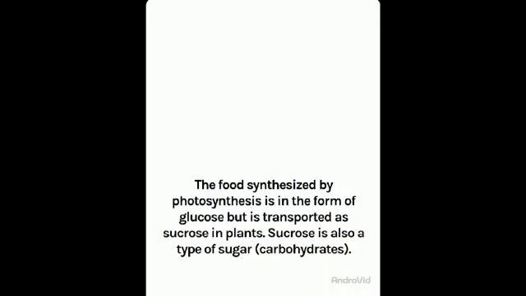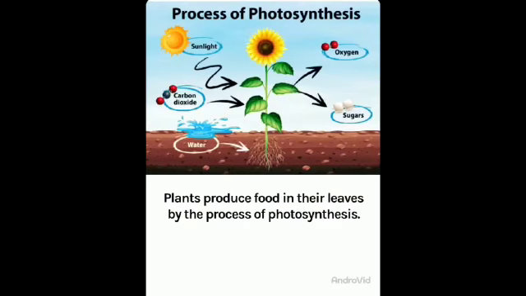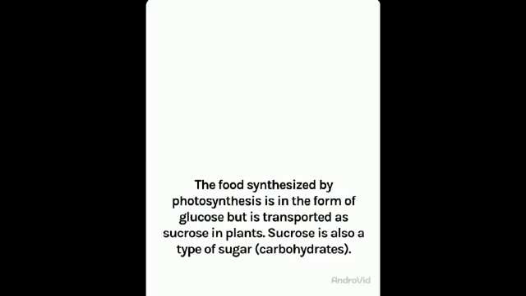The food synthesized by photosynthesis is in the form of glucose, right? You have seen it in the first picture. I'll show you again. Here you can see the sugar represents the component which is called glucose, right? So the process of photosynthesis results in the formation of glucose and oxygen.